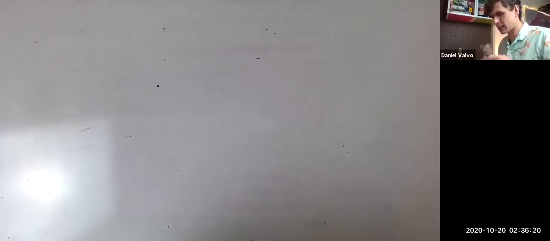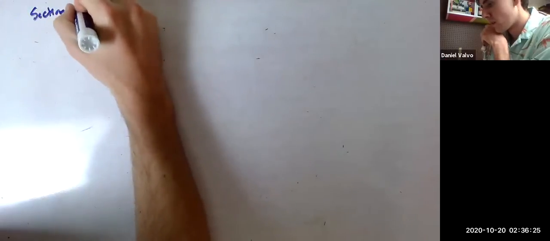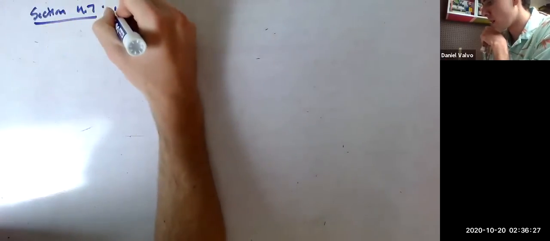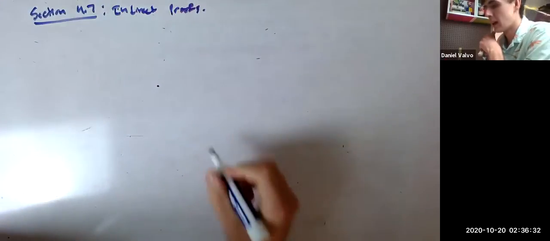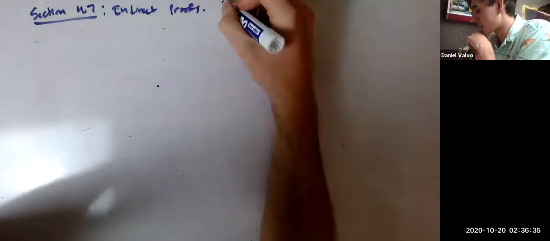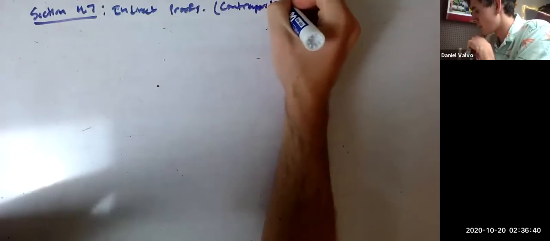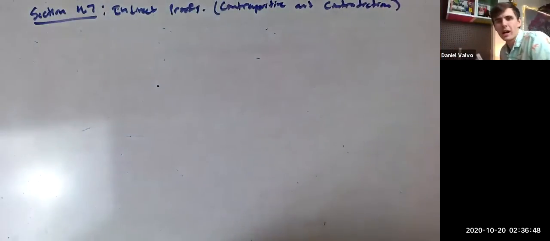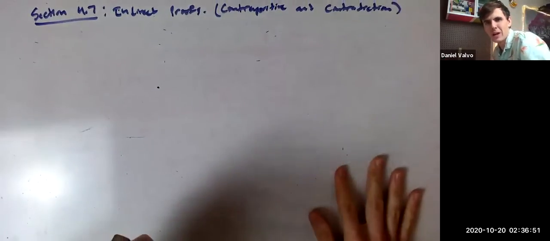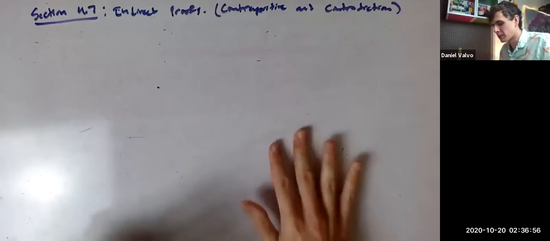So first of all, we are in section 4.7 still, which is indirect proofs. And that basically means contrapositive and contradiction. All the contras, which sound like a G.I. Joe villain to me, Contra. But anyway, yeah, so that's what we're doing.